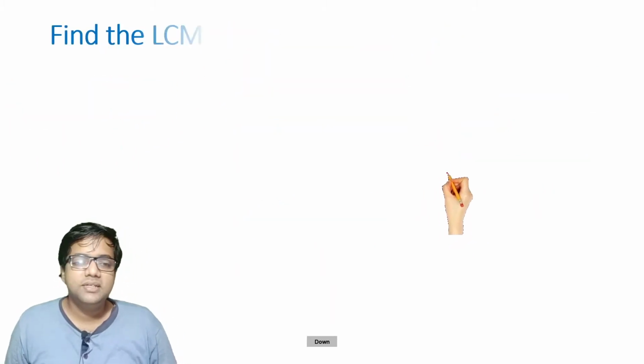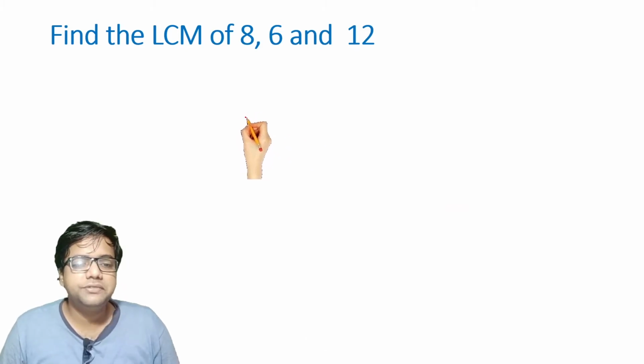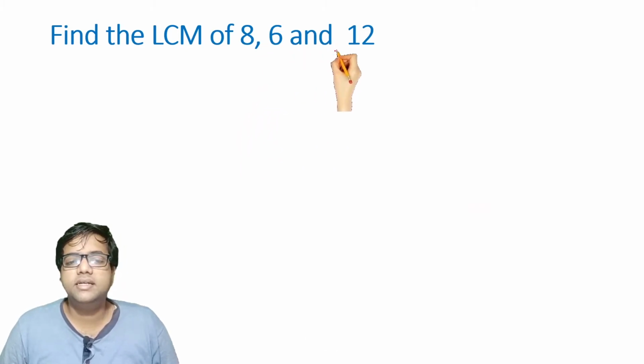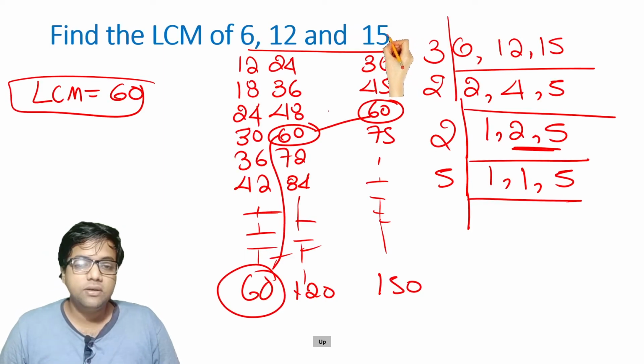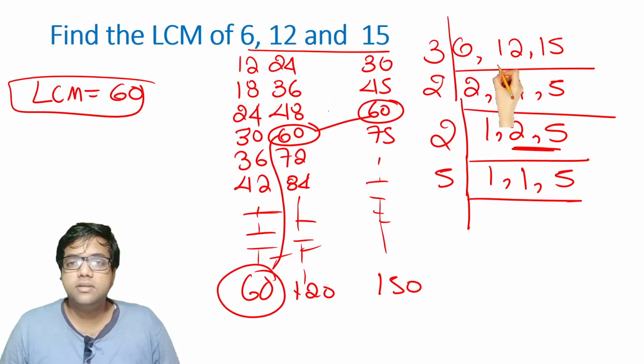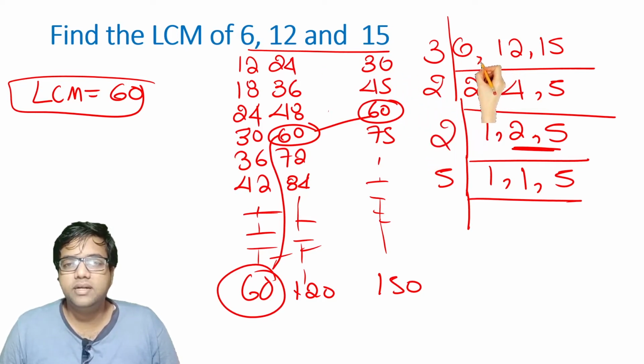Alright. Okay. So we need to find the LCM of 8, 6 and 12. See, now many of you will tell after looking at the previous example, sir, all 3 tables together we can't compare, sir. Comparing 3 tables together is quite difficult for us.